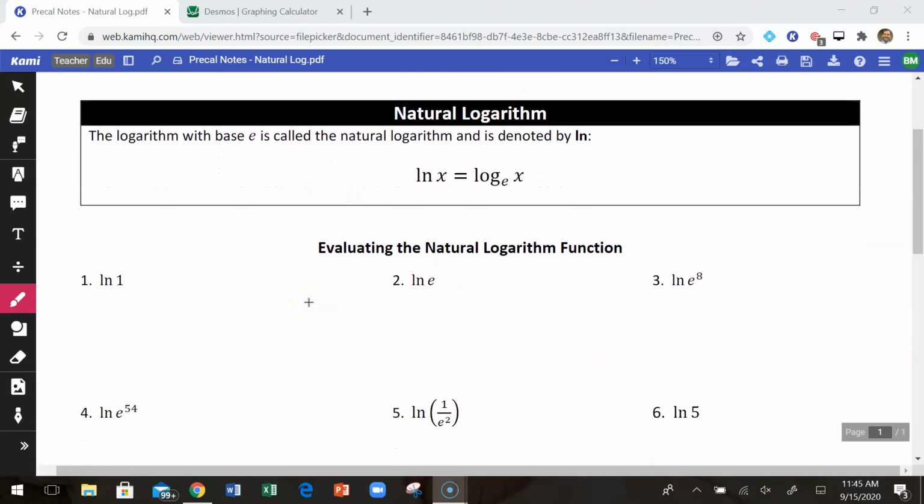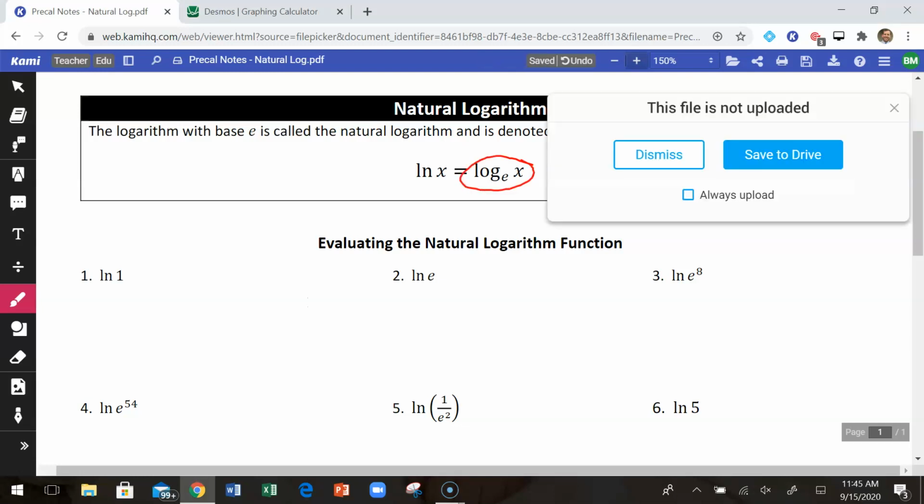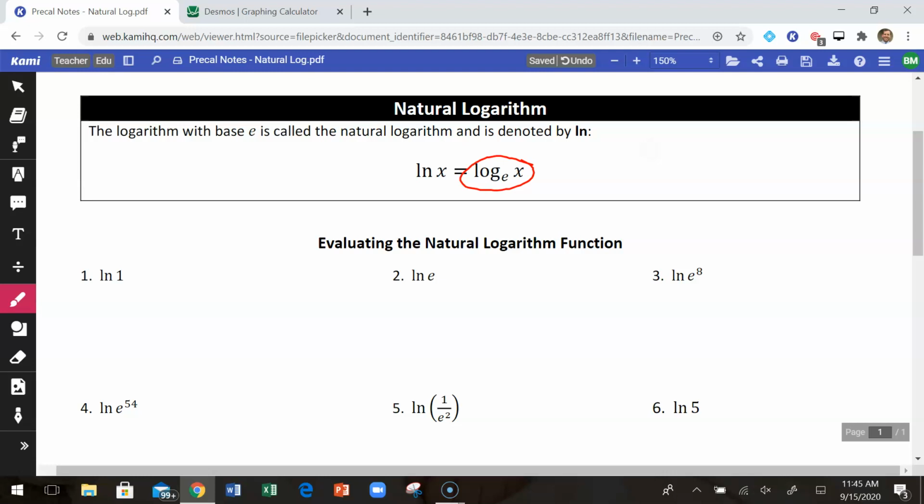If we want to evaluate the natural log, I'm often just going to think about it in this form so that we can understand what we're looking for. Again, we are looking for what is the exponent that we would put on e to get that thing on the inside. So the natural log of 1, what I would say to myself is e to what power is equal to 1. And again, anything at all to the 0 power is going to be 1, so the answer there is 0.